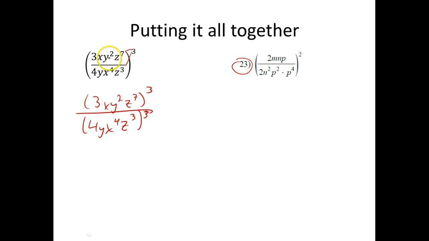We can't just do it to the last term. That wouldn't make any sense. The whole top's got to be the 3rd. The whole bottom's got to be the 3rd. Now we use our product to a power formula from yesterday, our rule that's also still up on the sideboard.